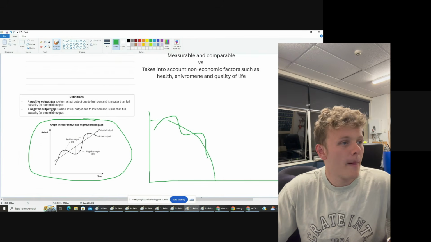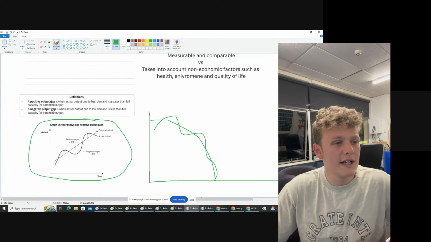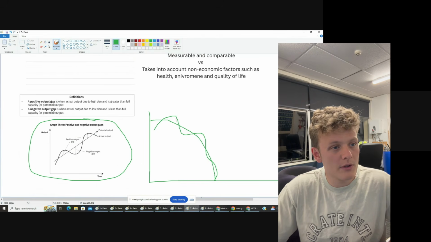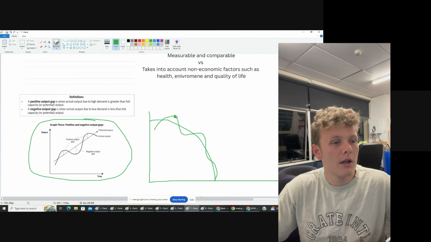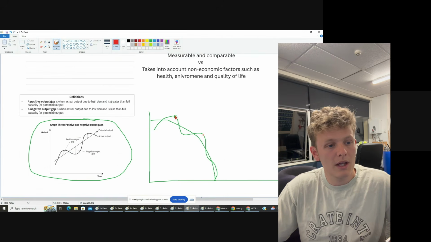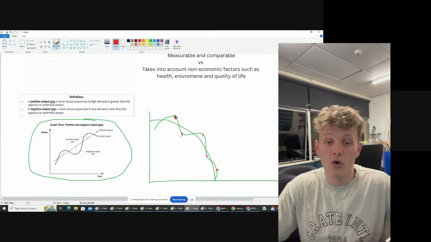And they said a positive gap is when actual output due to high demand is greater than full capacity. So here is positive. Oh, let me do another color. Here is positive. Here's a positive gap. Here's a positive gap. And then negative gaps are here and here. So we're not using all our resources, or here we're using all plus a little bit extra.